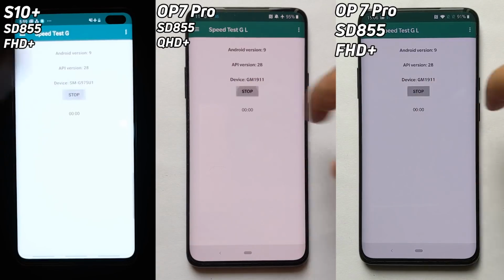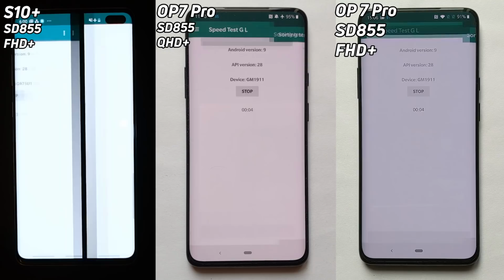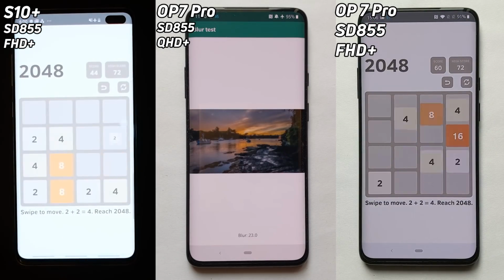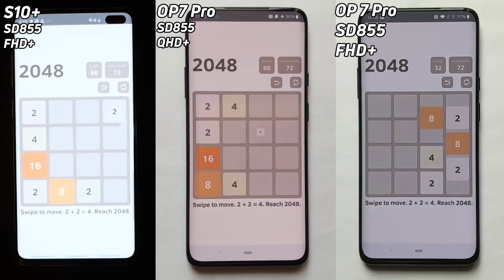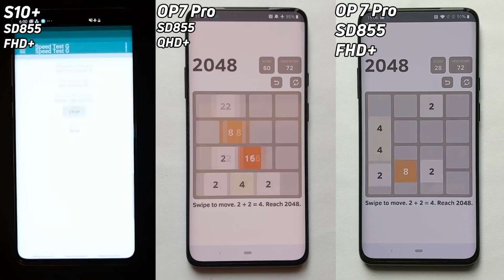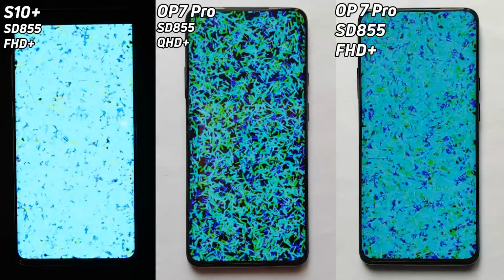Okay, and we're off. We have the S10 Plus on the left-hand side, and then we have two OnePlus 7 Pros on the right-hand side in different screen resolutions to see how that affects the overall performance, and an early lead already by the two devices running in full HD. The OnePlus 7 Pro running in Quad HD is slightly behind. Let's see who gets into the bloom test first. It was the S10 Plus, so an early lead there now by the S10 Plus.